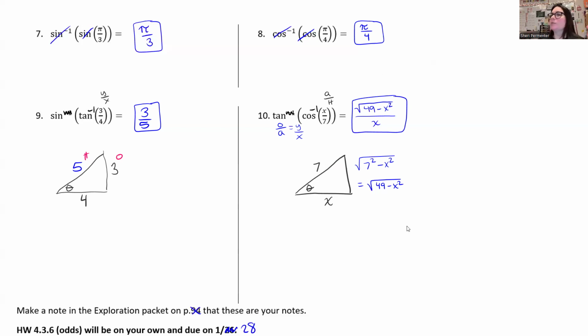At this point, I want you to make a note in your packet so that when you're doing the exploration exam, you have something to refer back to. Oh yeah, we did do notes on inverse functions, so you know where to find them. And you have your assignment. Your assignment is a couple pages long because the answers are in the end. So use your answers. You're going to do the odds.